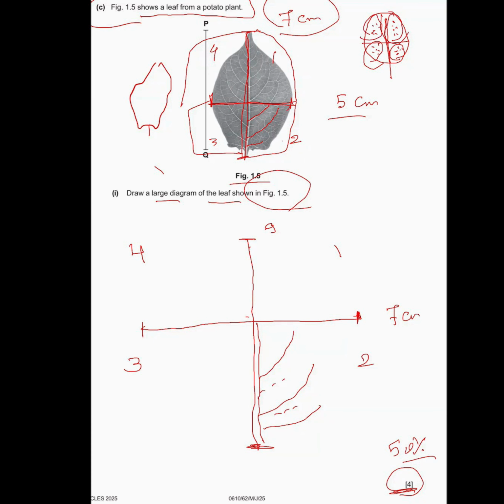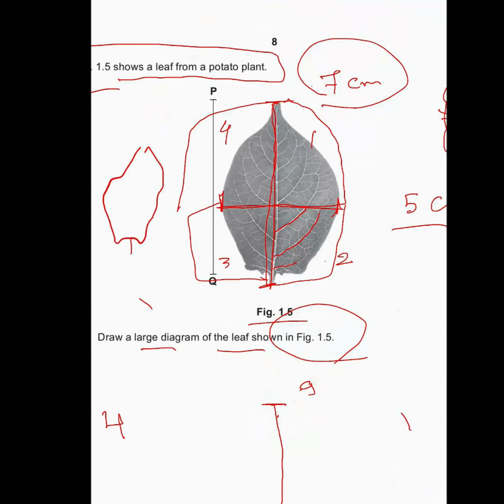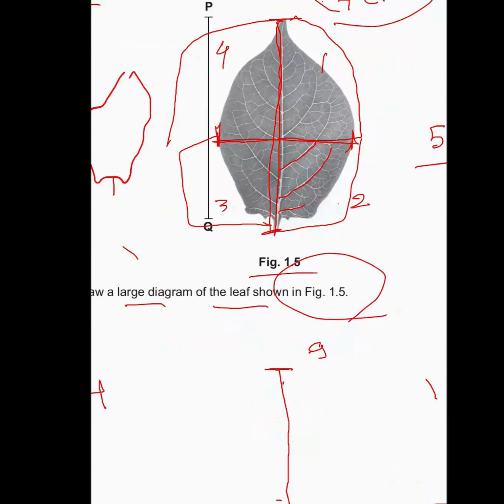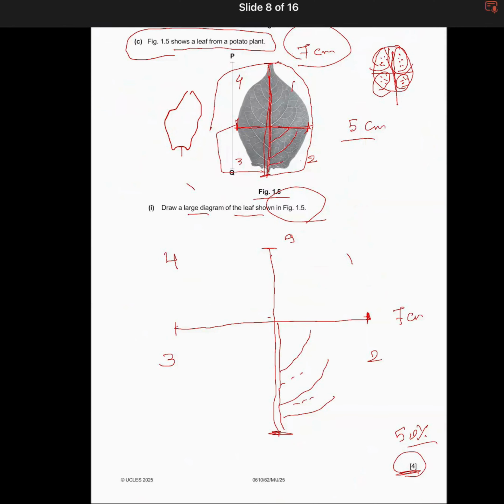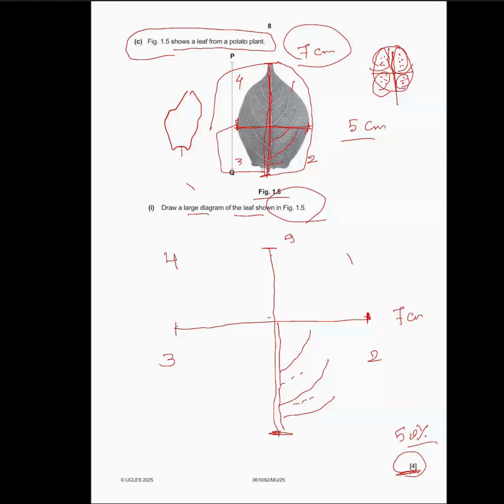Okay, then you go for the details. What are the details? Take care from this in the marking scheme. Any main vein like this, you do it with double line.